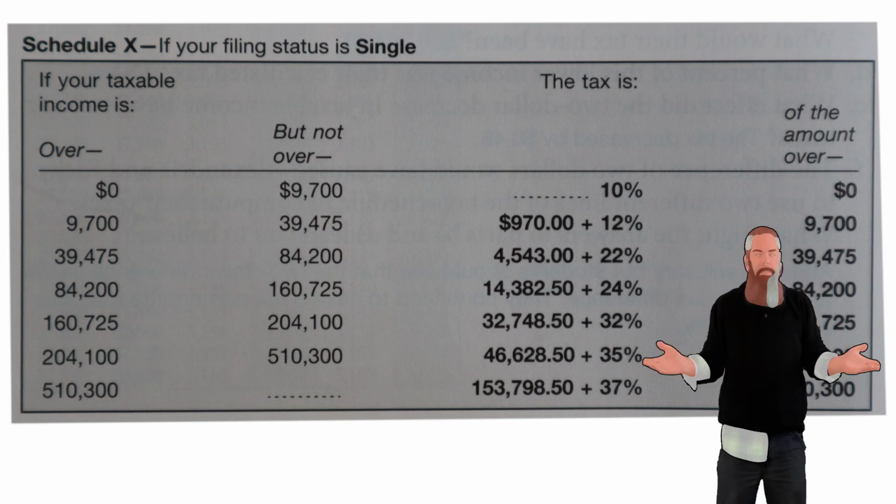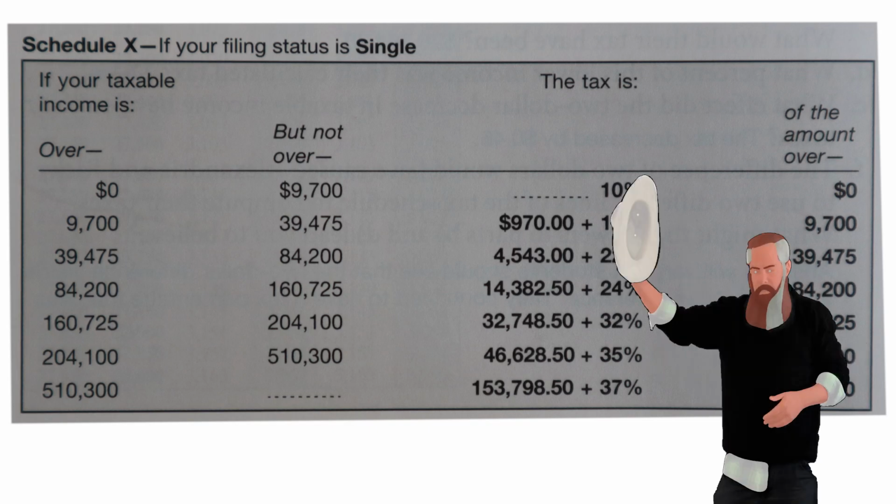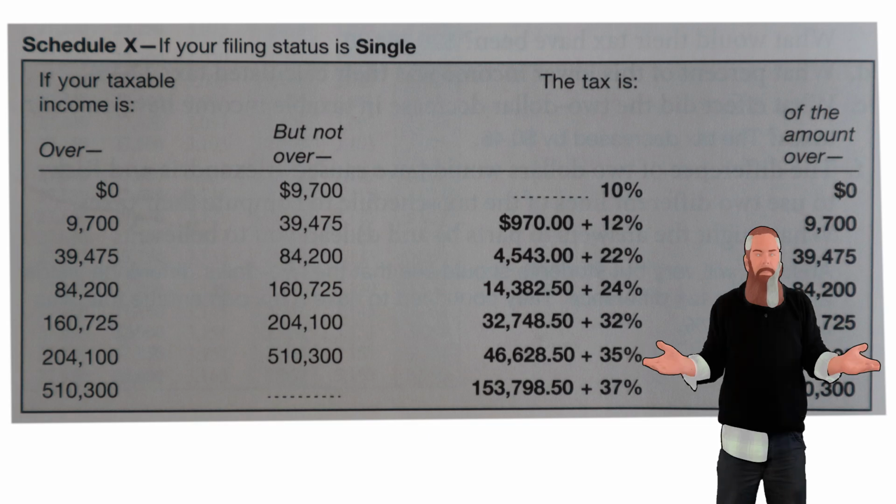The next bracket of income of tax is at 12%. Each line of the tax schedule has a different percentage. This percentage is called a tax bracket.